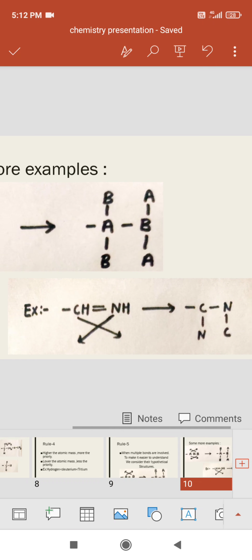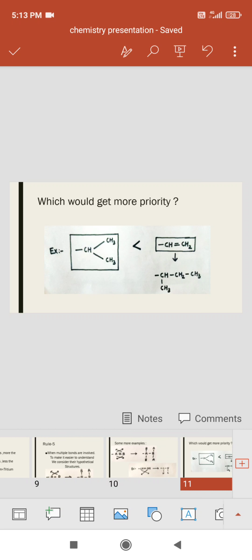Then moving ahead, the question is which would get more priority? See the first box. It's easy, single bonded, we can easily prioritize that. Then see the next, CH double bonded CH2. To make it easier, we consider the hypothetical structure. So moving down, here's the hypothetical structure. Then on comparing, we see that this will get more priority because here's 3 carbon and here's 4. So definitely this will get more priority.